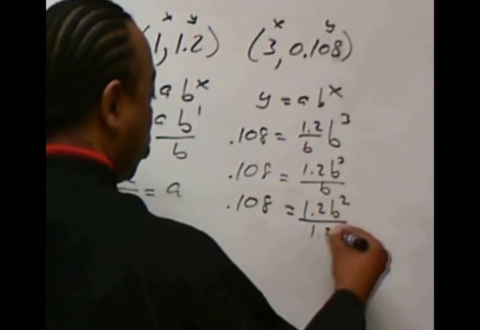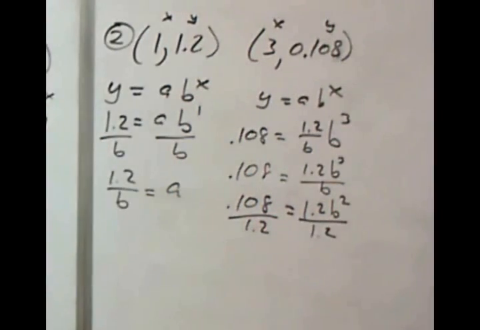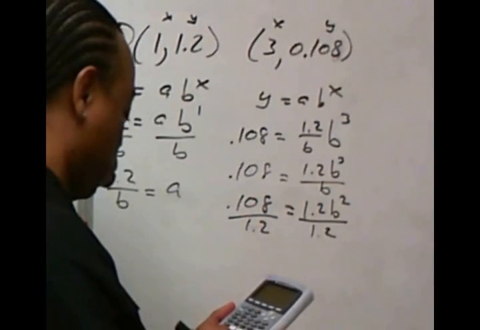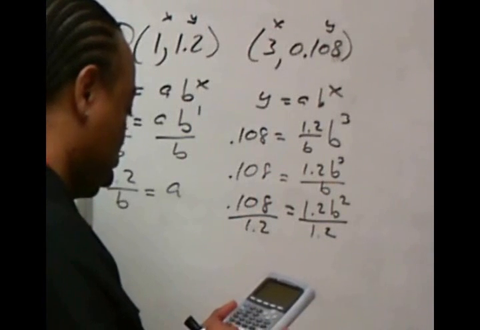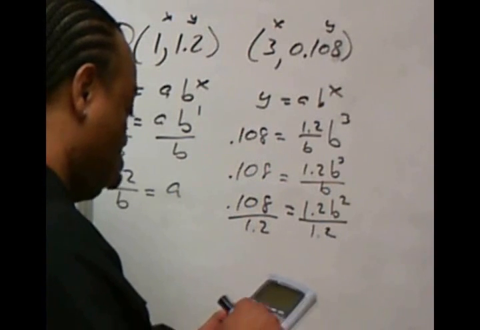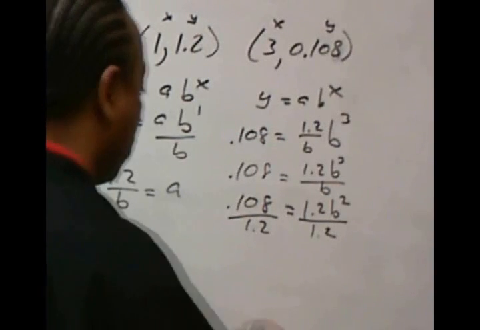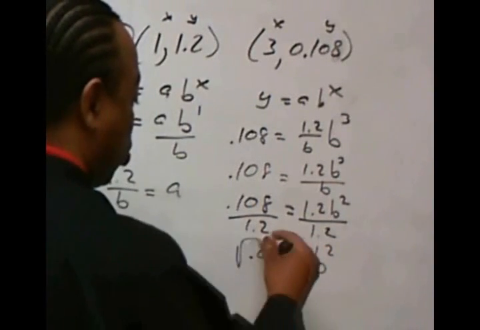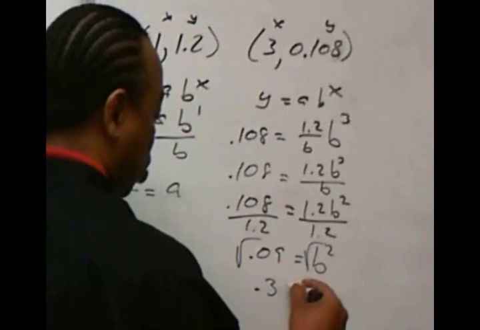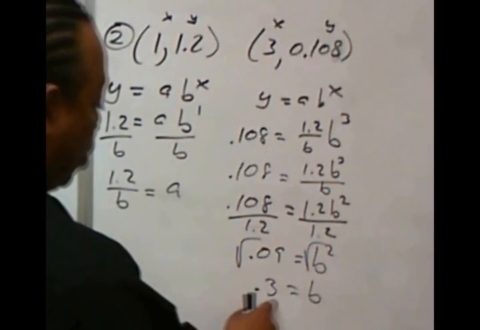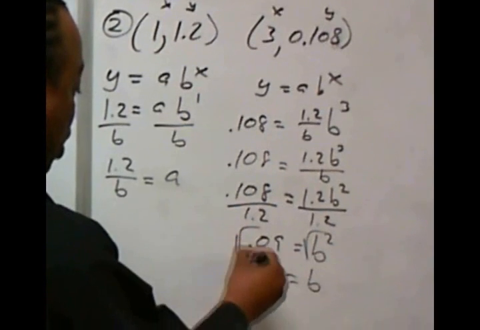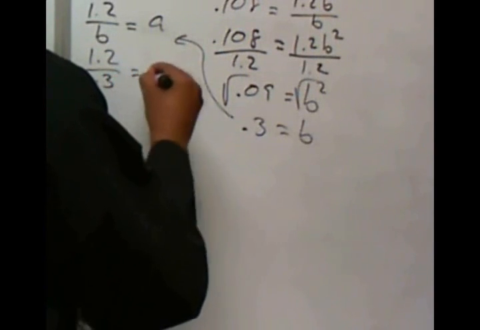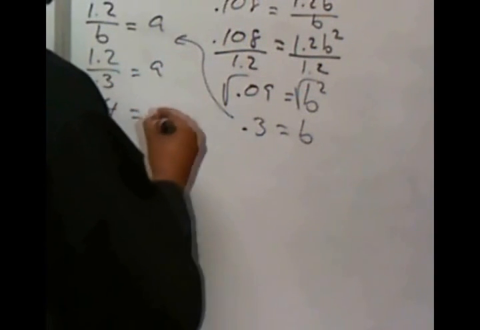Now let's divide both sides by 1.2 as we solve for b. And I'll take 0.108 divided by 1.2. And we get 0.09 equals b squared. Now I'll take the square root of both sides, and I end up with 0.3 equals b. So now I have b. So I'll go back to this side, and 1.2 over 0.3 for b is equal to a. This will give me 4 for a.